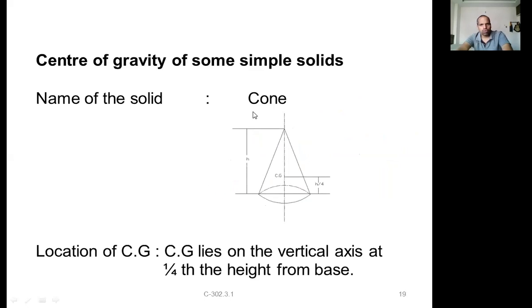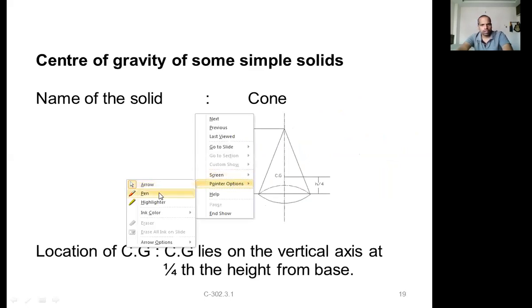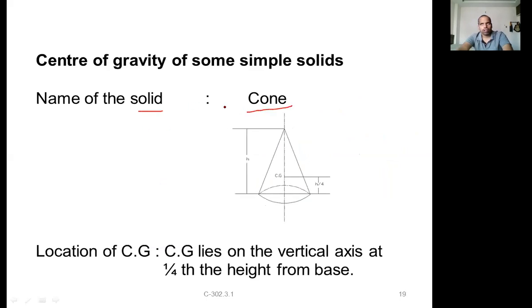Next, the solid cone. Of course, these are all solid bodies. If you take a cone, it is just like a pyramid with some portion cut off. For example, for a pyramid, the center lies on the vertical axis at a distance of h by 2. But we are discussing the cone. It is like taking the cylinder and removing this portion and this portion, and that is a cone.